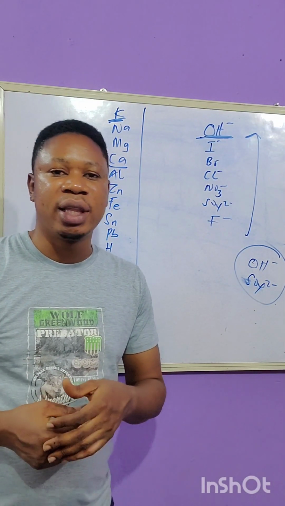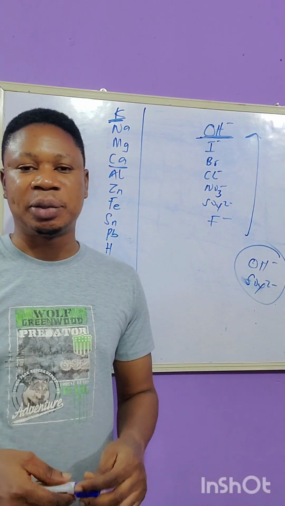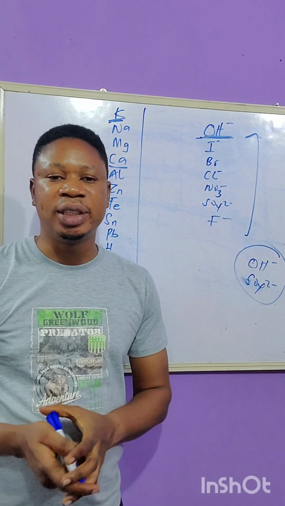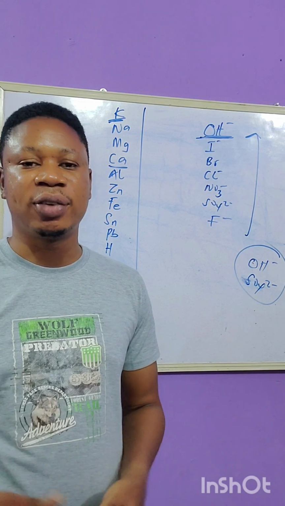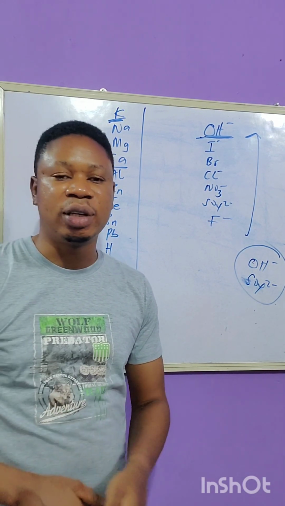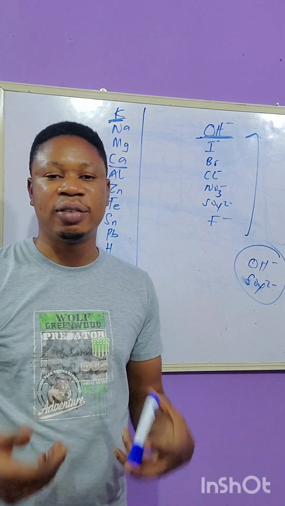So, on this note, I will end this first aspect of electrolysis. In volume 2, I will be discussing other factors like effect of concentration and effect of nature of electrode. Also, I'll be looking at uses and applications of electrolysis.